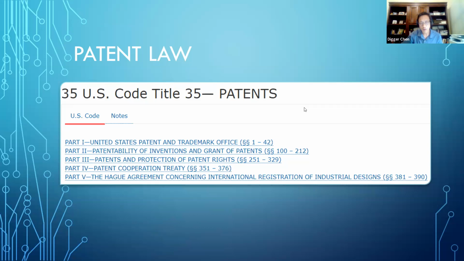And part four talks about the patent cooperation treaty because patent is nation by nation. There is no such thing called a world patent. If you file a patent, you cover the whole world? No, you have to go to each country to get your patent. So each country has its own patent right. But there is a treaty among over 200 countries. They come together to have a cooperation treaty, how we coordinate with each other.